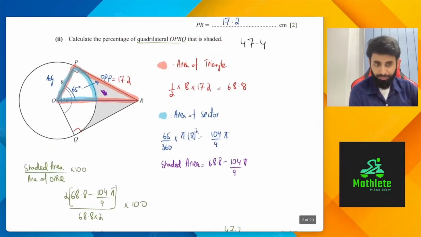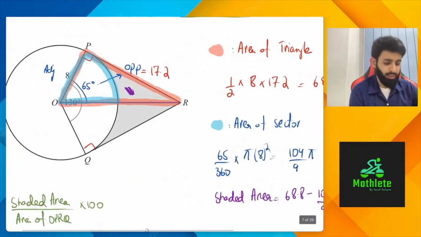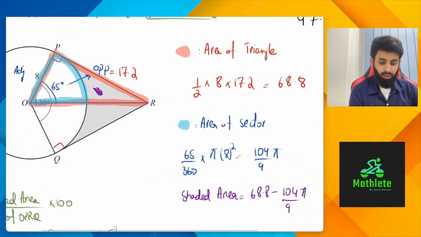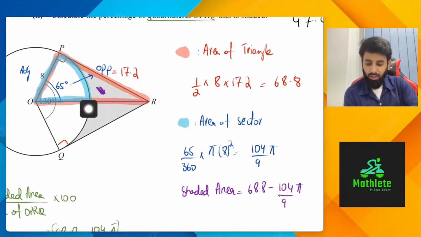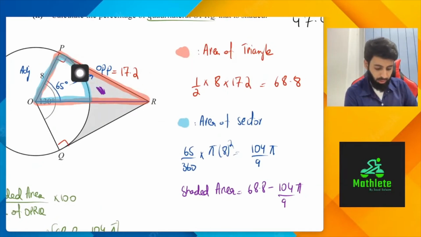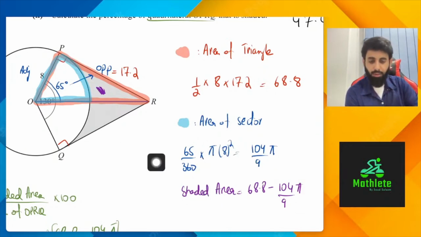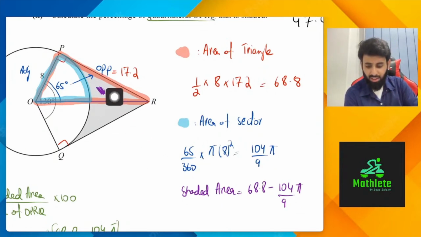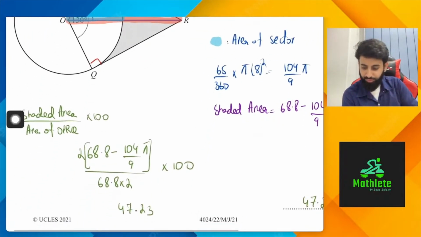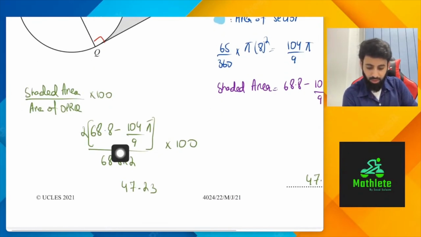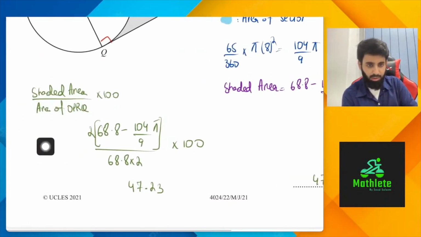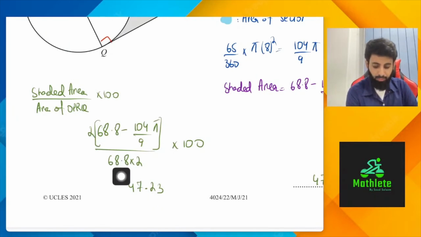Okay, Abdullah, let me explain again. What we've done is we first worked out the area of the shaded region. How did we do that? We worked out the area of the triangle minus the area of the sector. So we got half of the shaded region. Now because it's symmetrical and identical, we're going to multiply it by 2 so that we have the total shaded area, and then divide it by the area of the quadrilateral. The area of the quadrilateral is the area of the triangle times 2. Then we multiply it by 100 so that we get the percentage.